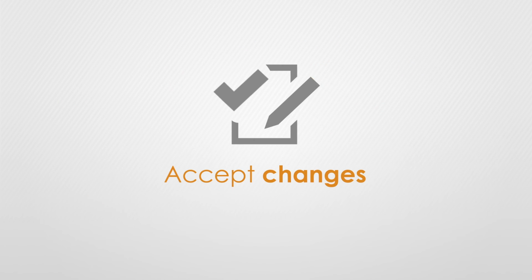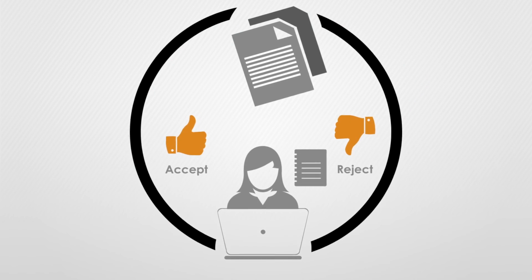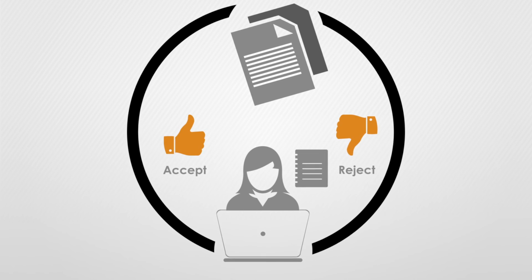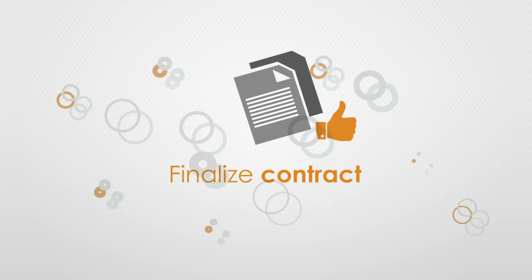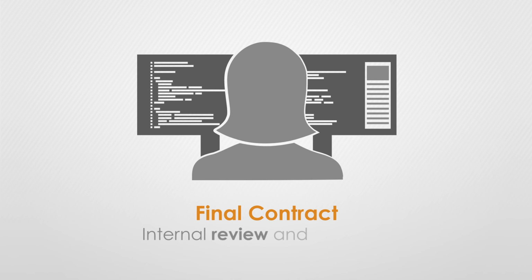Accept changes. After receiving the draft contract, the author accepts or rejects the changes prior to generating the final contract. Finalize contract. The final contract is then sent for internal review and approval within the solution.